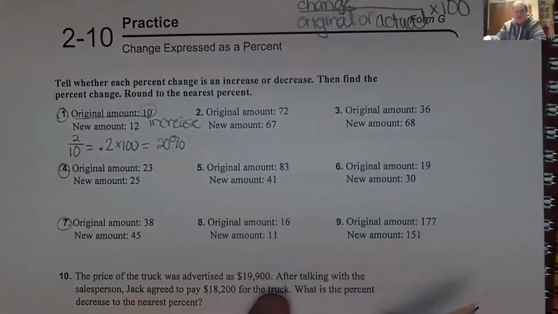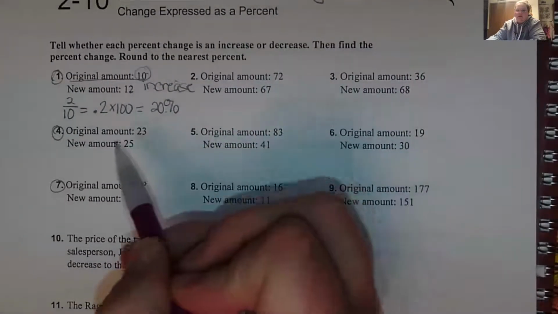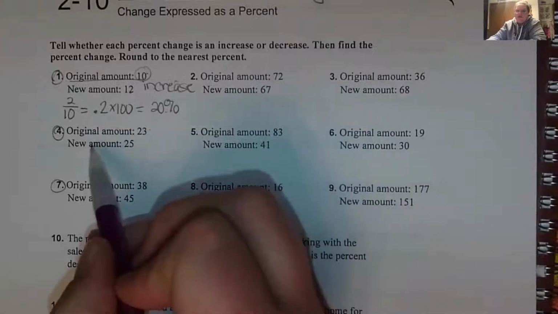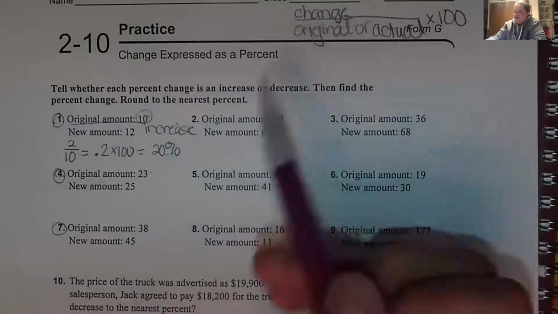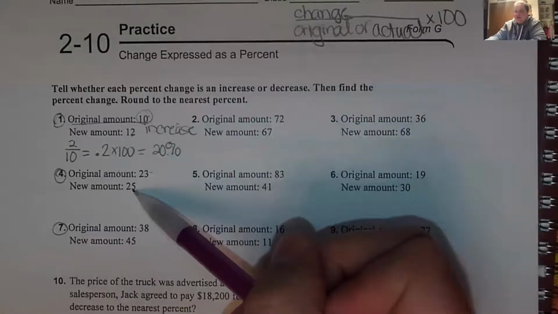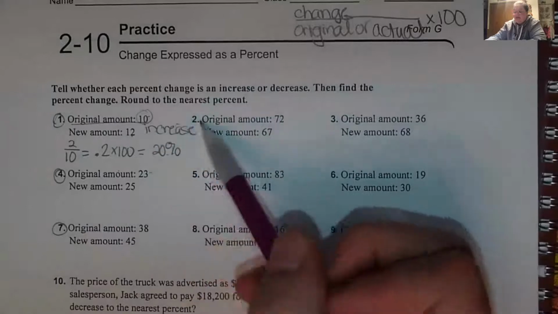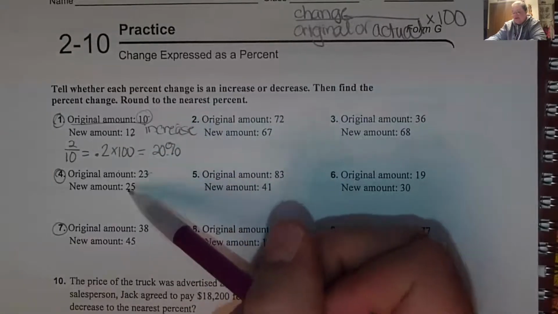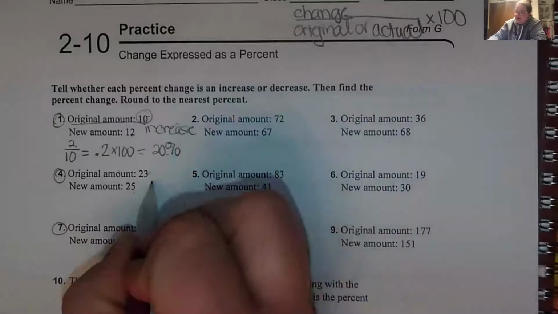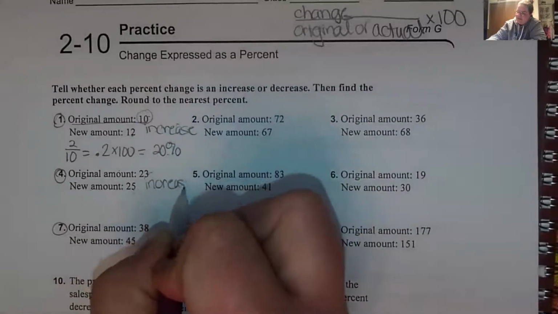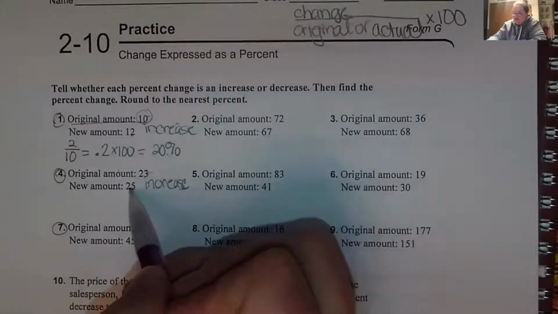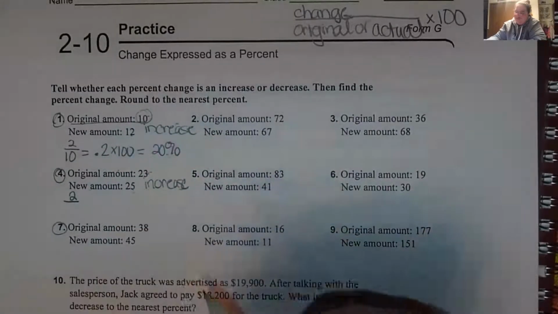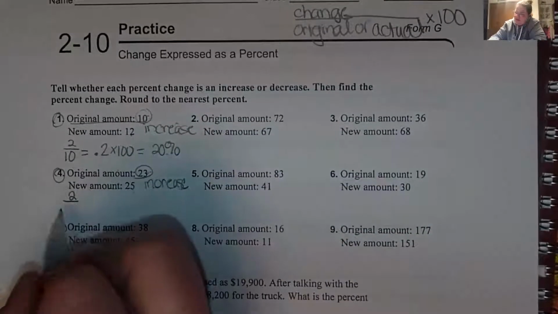Let's do a couple more so you can get the hang of it. Number 4, original amount is 23. The new amount is 25. I better leave this so you can see that on top. Okay, so I need my change from 23 to 25. First I should actually put increase or decrease. 23 to 25, is that getting bigger or smaller? It's getting bigger, so that's an increase. Now remember, I don't care about negatives, so we're just going to go with it. What's the change between 23 and 25? 2 over my original, which is 23.